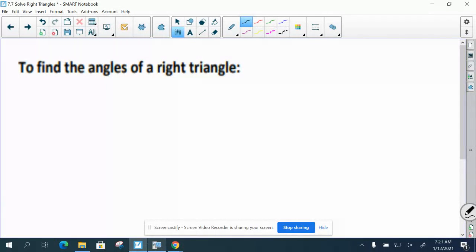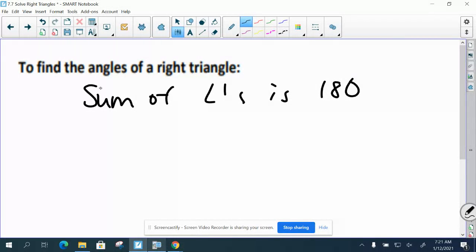So the inverse trig functions. Oh, wait a minute. Hold on. Define the angle measures. You know that the sum of angles is 180. So if you know two angle measures, then you can subtract them from 180 to get the third angle. And we can use inverse trig functions.